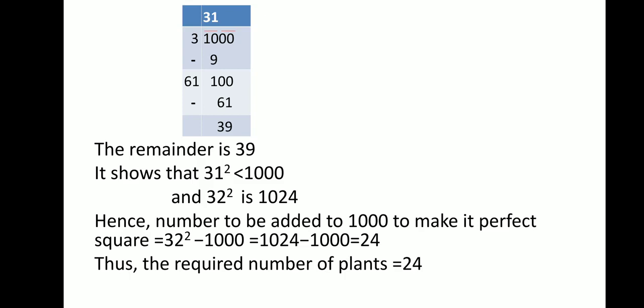Now double of 3, the quotient, is 6. Now I need to write the largest possible digit along with 6 and along with 3, so that when the new divisor is multiplied by that new digit in the quotient, the product is less than or equal to the dividend. Here, if I take 61 into 1, that is 61. After subtracting, the remainder is 39. Now as it is a case of addition, I need to add 1 to the quotient, that is 31 plus 1, 32 square. From this 32 square, I subtract 1,000 and get 24. So the required number of plants will be 24.